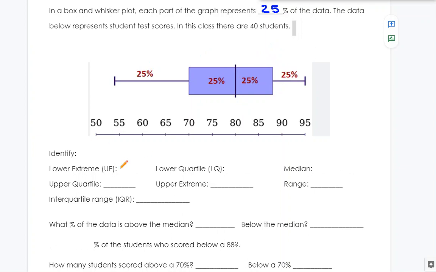So now let's look at this and figure these out. So it says lower extreme. What is our lower extreme? This should say an L. I'm sorry, it doesn't. All right, so let's see. Our lower extreme's here, and we will go down. It's like right next to 55. So let's say it's like 54.